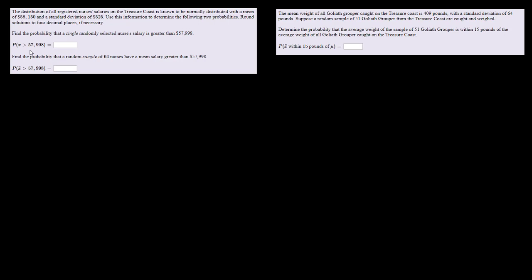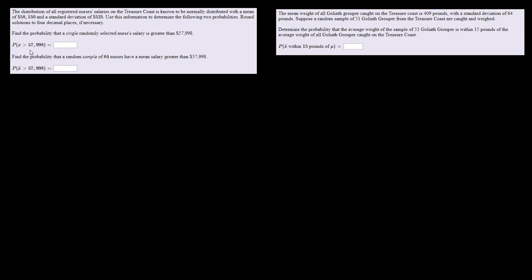Now, what you need to recognize there is, the reason I have that word single emphasized is that means we're working basically in Chapter 6. In Chapter 6, every question we were talking about population distributions. We were asking questions like, what's the probability that we select a single observation and that single observation is greater than some value or less than some value or maybe between two values?